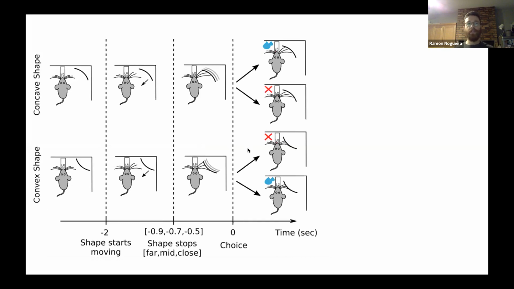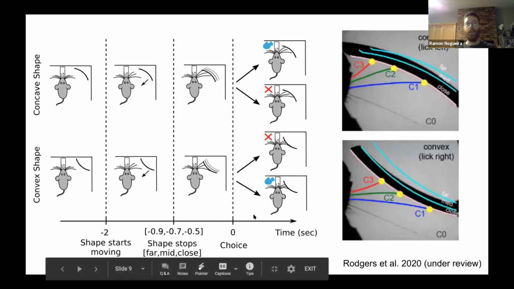And at t equals 0, the animal had to make a choice by licking on the left spout for concave shapes and on the right spout for convex shapes. Importantly, animals were free to lick during the whole trial, but the choice in a particular trial was considered to be the first lick after this response window opened at t equals 0.